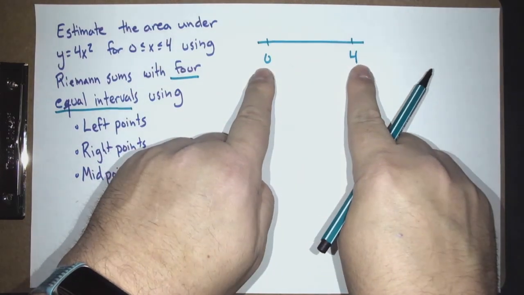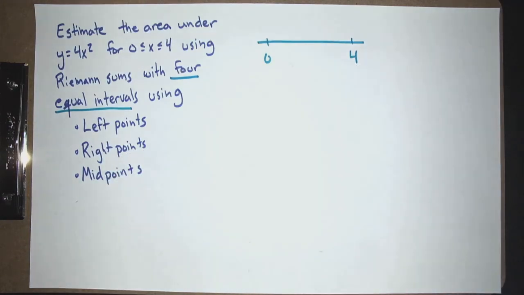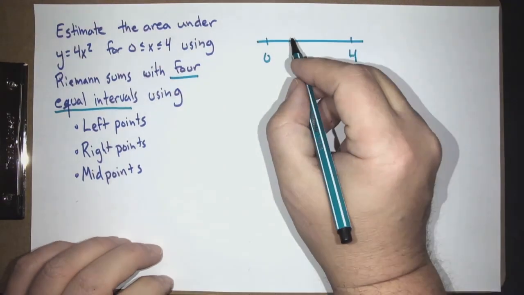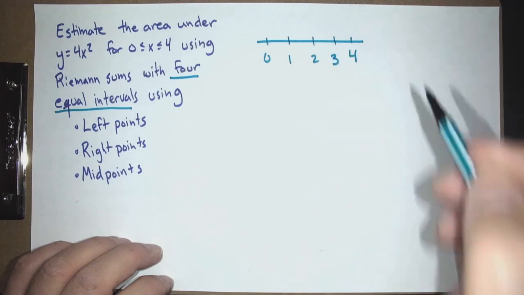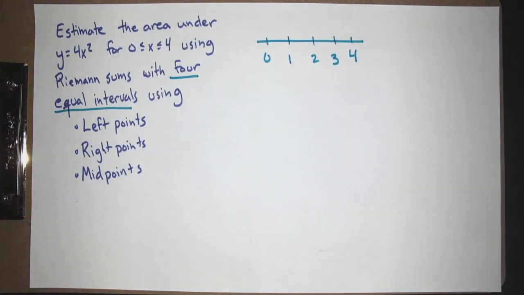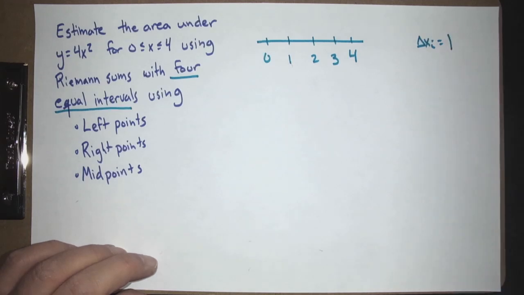What's the total length from 0 to 4? 4. If I want to split 4 up into 4 equal parts, what's the width of each part? 1. So that's actually very conveniently spaced. So there's 1, 2, 3, 4. So here, the widths are 1.